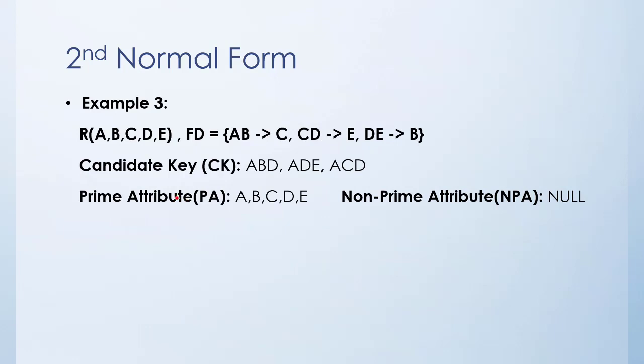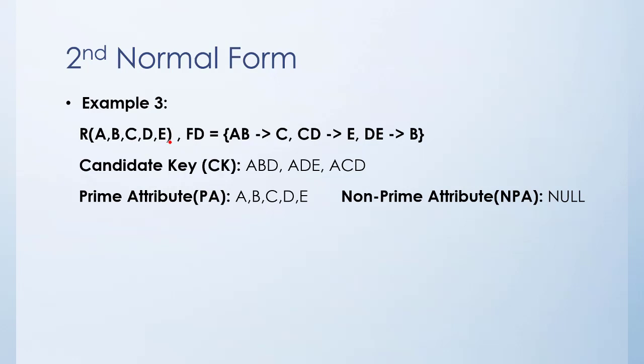Next, analyzing this relation R on the attributes ABCDE, with the functional dependencies AB determines C, CD determines E, and D determines B. You can see that A is the essential attribute. So each and every candidate key should have A with it. Now, is A closure enough to determine all the attributes? No. So if we add B to it, what attributes can we get? We can get AB determines C, so we get ABC, but we cannot get D or E.